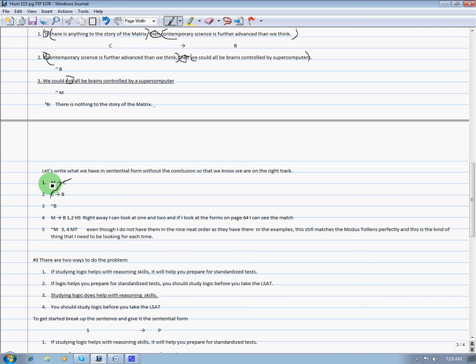Okay, and right away I look at that form on 64 to see that it matches. So I get if M then B, and from not B, since I have if M then B, I have not B, then from modus tollens from 3 and 4, notice that those two, if not B, and I have to look for an example on page 63 or 64, and I look at that form and it matches perfectly. And so I know that that's what I need, but I'm looking here, 3 and 4, to make sure that I can get the modus tollens.